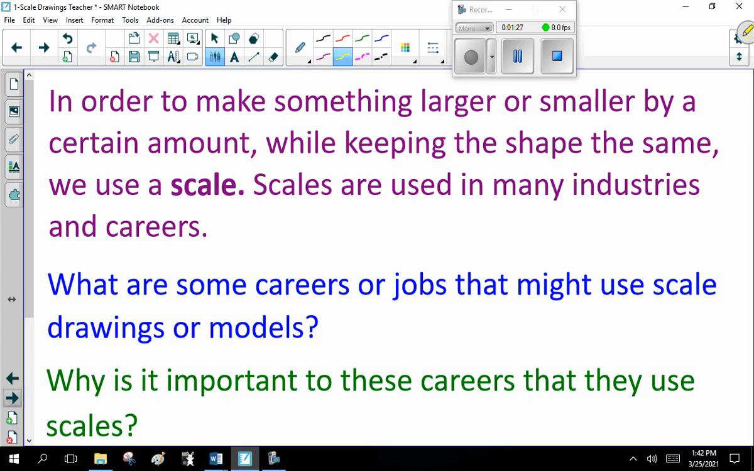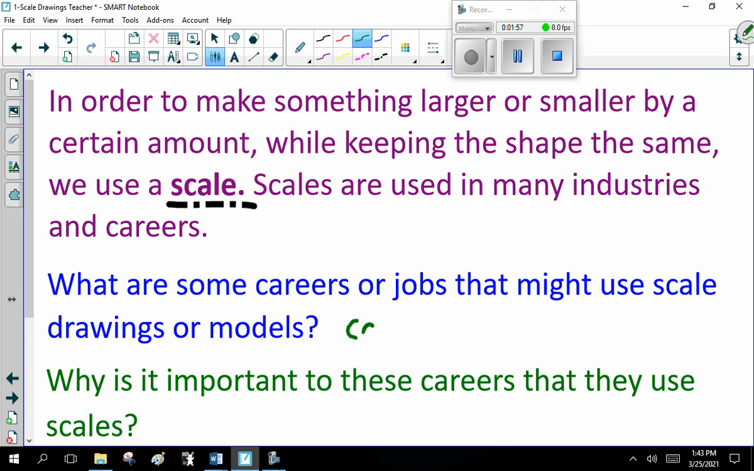So how does something go from a model to real life? In order to make something larger or smaller by a certain amount, while keeping the shape the same, we use a scale. Scales are used in many industries and careers. What are some careers or jobs that might use scale models or drawings? Why would you use a drawing or a model?